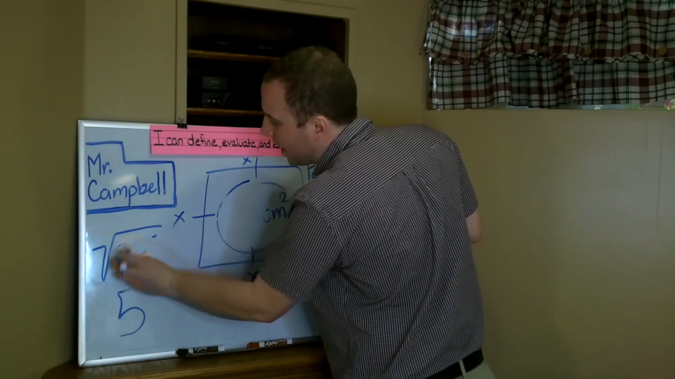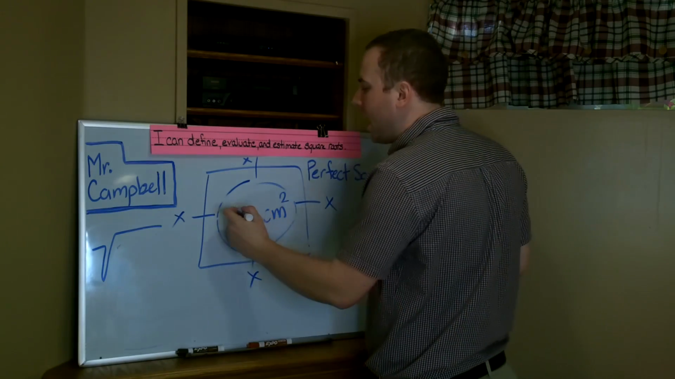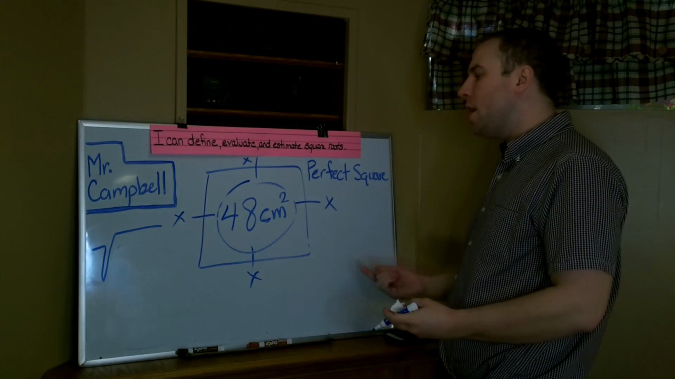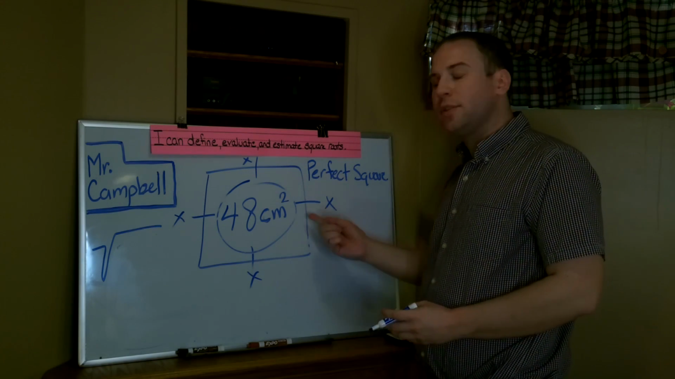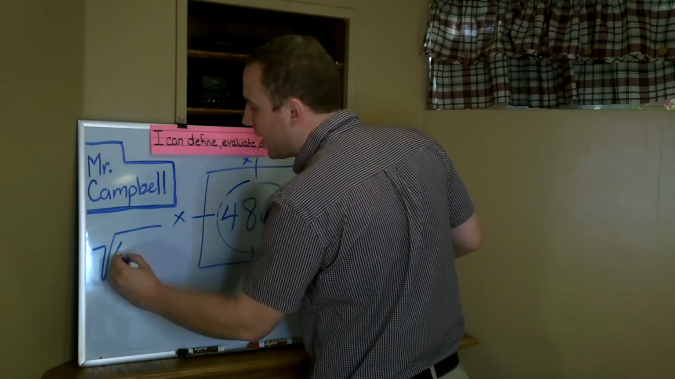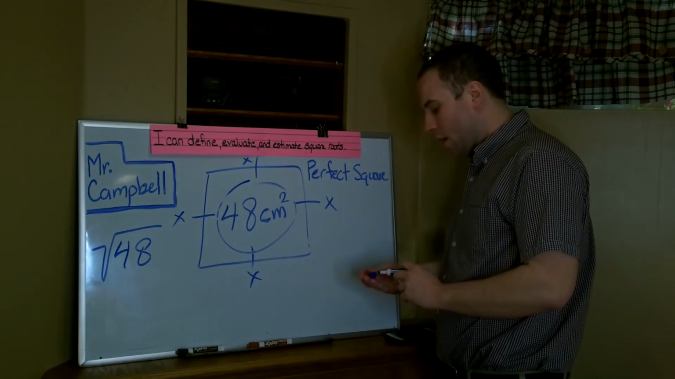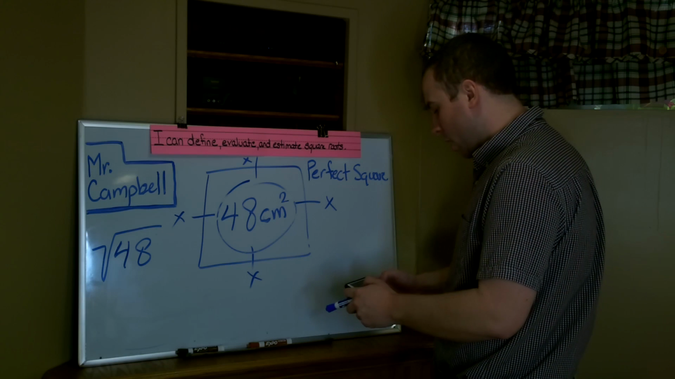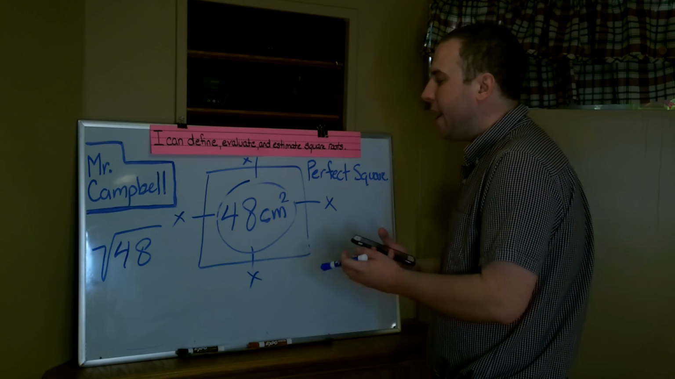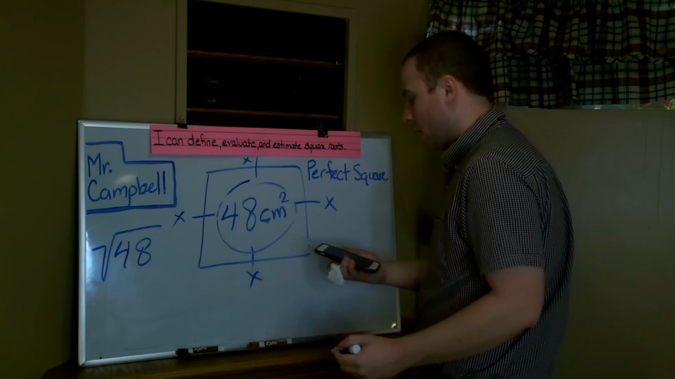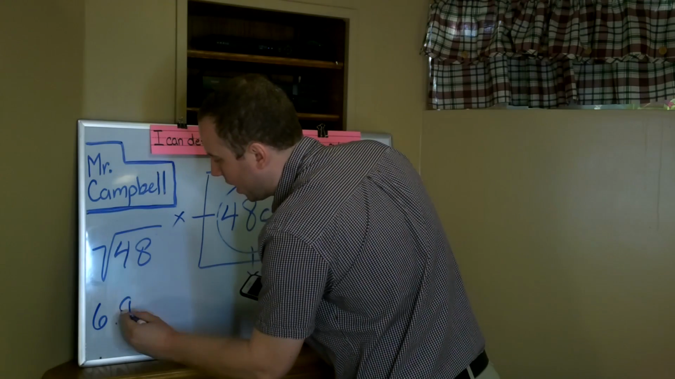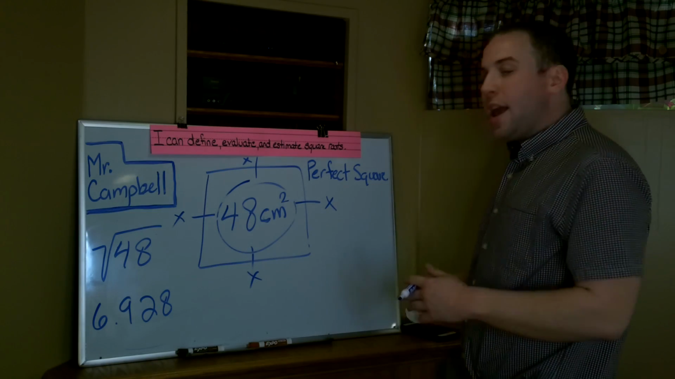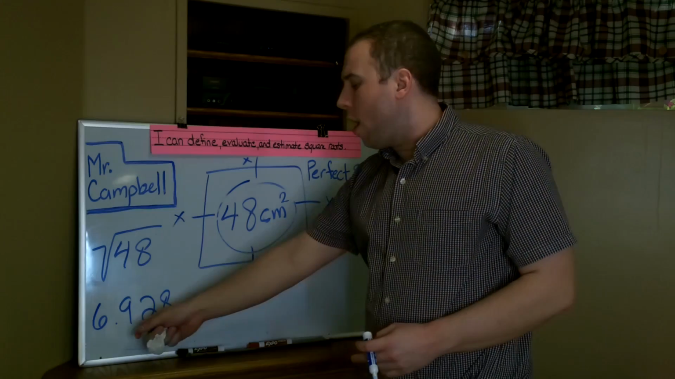But let's say I had a different number. Let's say I had the number 48. 48 centimeters squared. Now 48 is not a perfect square. So if I plug in 48 into my equation here, I will have to take the square root of 48, which ends up giving me this decimal, 6.928. Now, it goes on a lot longer than that, but for right now, all I'm going to worry about are those three numbers.